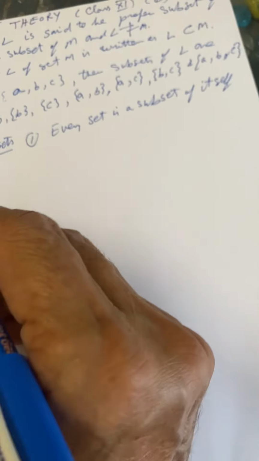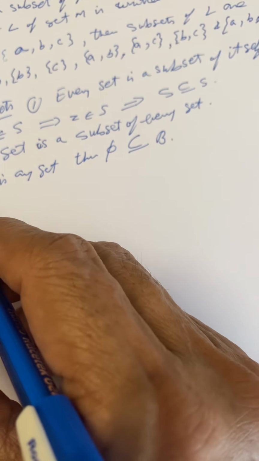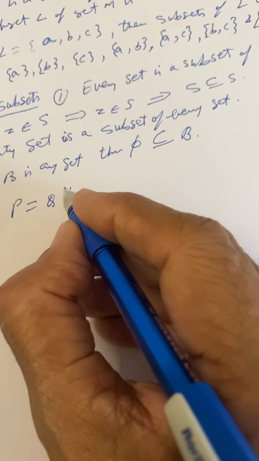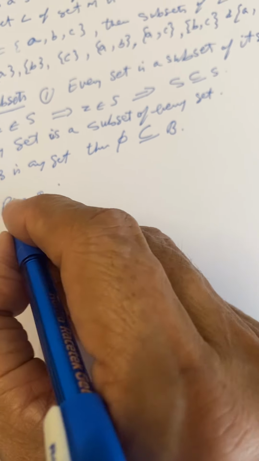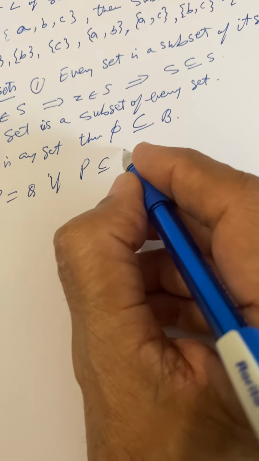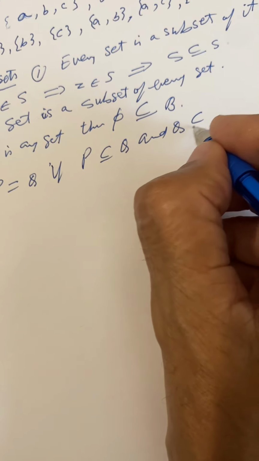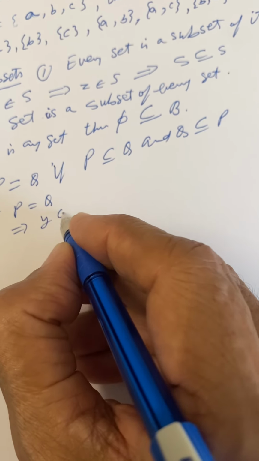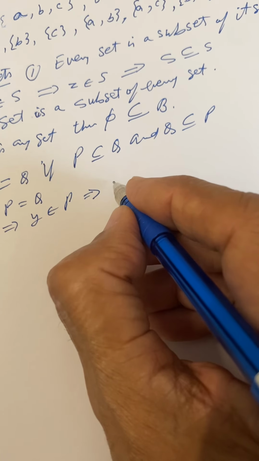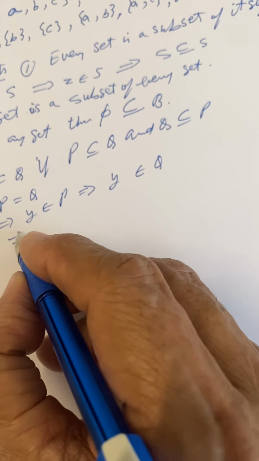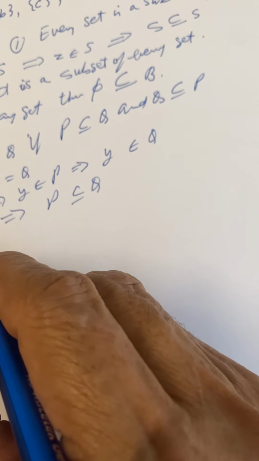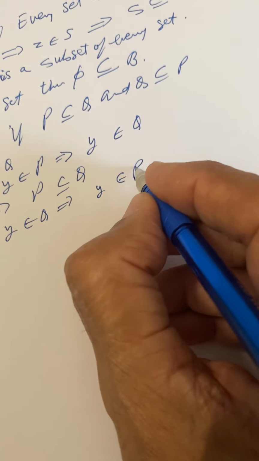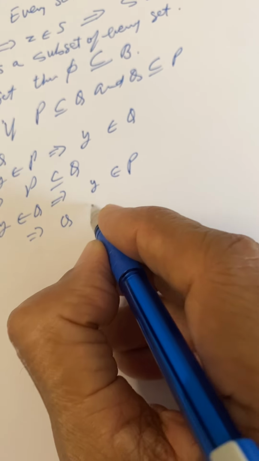Third, if P is a subset of Q and Q is a subset of P, then P is equal to Q. Let P be equal to Q, which implies Y belongs to P gives you Y belongs to Q. That means P is a subset of Q, and Y belongs to Q implies Y belongs to P, means Q is a subset of P.